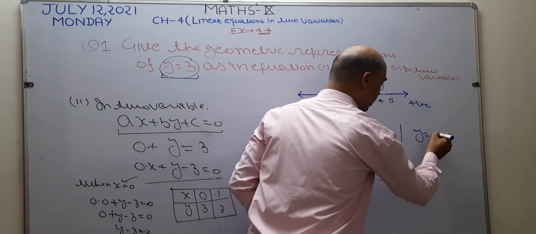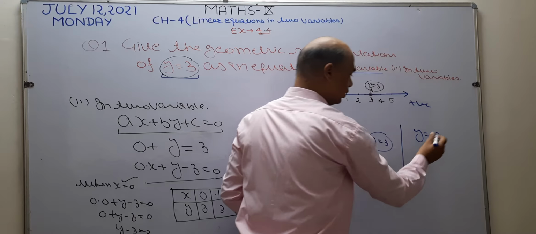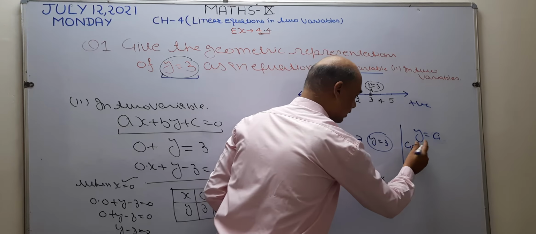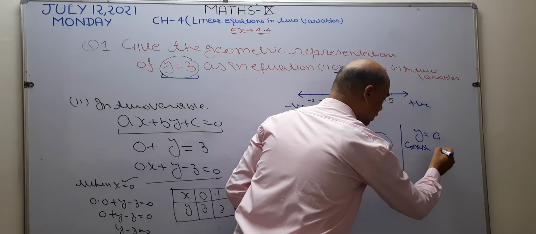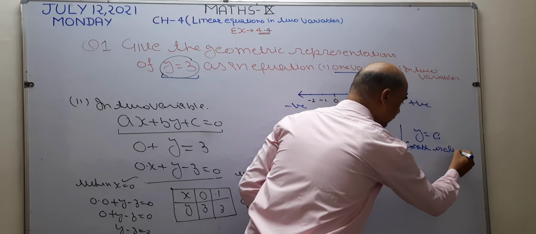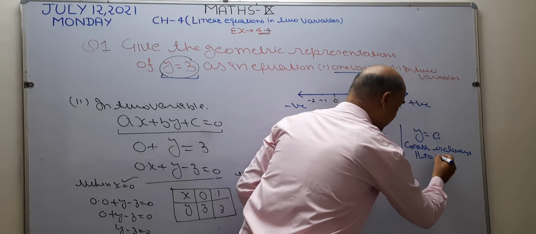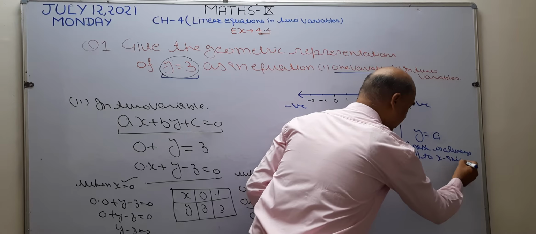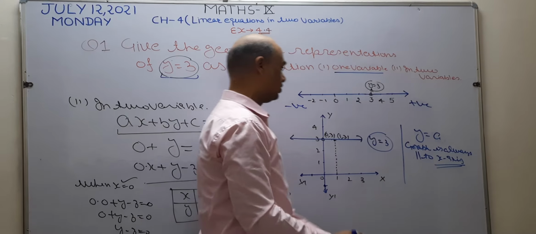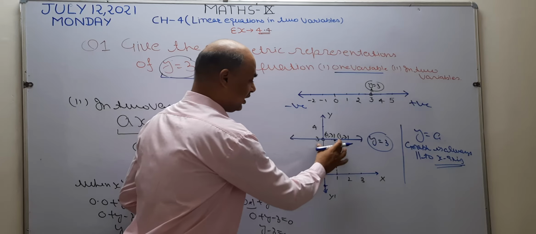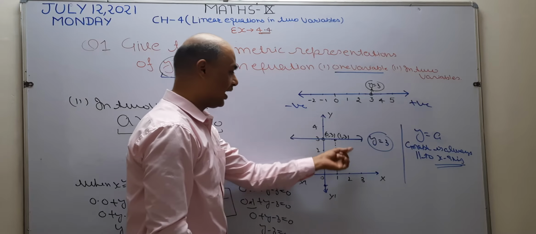And remember one thing, I want to tell you an important point. When y equal to something is given, suppose y is equal to a, then the graph of this line is always parallel to the x-axis. When the y value is given, it is going to be parallel to the x-axis. See, this is the graph. This line is parallel to this. It means the graph of y equal to 3 is parallel to the x-axis.